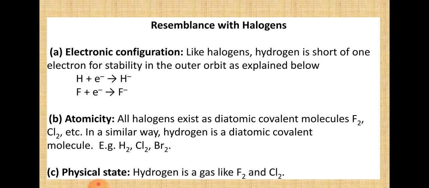Now see the resemblance of hydrogen with halogens. Electronic configuration: hydrogen is short of one electron for stability in the outer orbit, as explained here. Hydrogen, one electron, it will become H minus. Fluorine will accept one electron and the fluoride ion will be formed. Atomicity: all halogens exist as diatomic covalent molecules, F2, Cl2, etc. In a similar way, hydrogen is also a diatomic covalent molecule. Physical state: hydrogen is a gas like fluorine gas and chlorine gas.